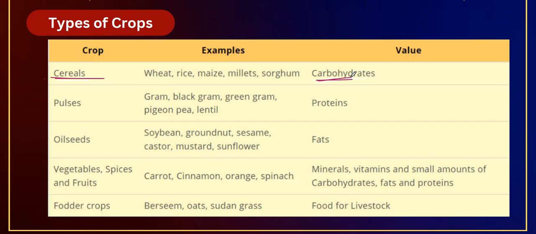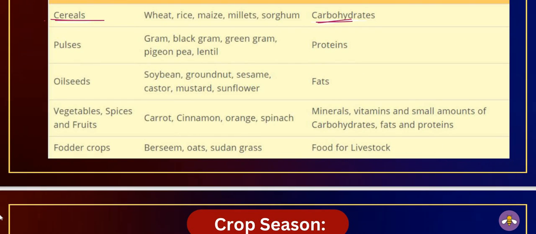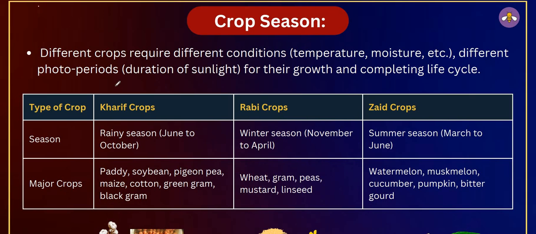Fodder crops are the crops that are given to livestock or cattle, for example oats, berseem, Sudan grass. Crop seasons. Now different types of crops are grown in different kinds of seasons. For example, the rabi crops, which include wheat, gram, peas, as well as linseed and all.